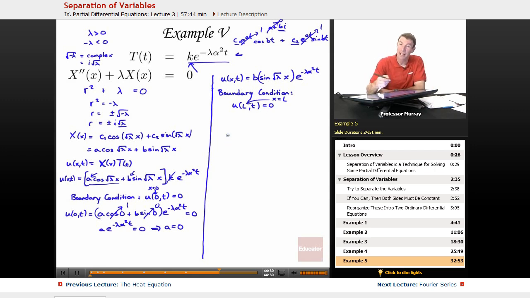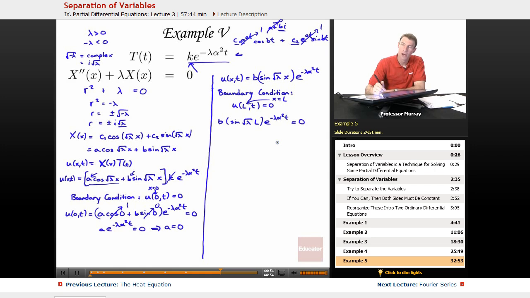So let's plug in x equals L. We get B times sine of root lambda L times e to the negative lambda alpha squared t is equal to 0. Now, we don't want to set B equal to 0 because otherwise our entire solution disappears.